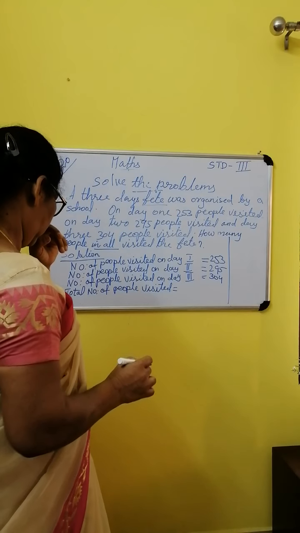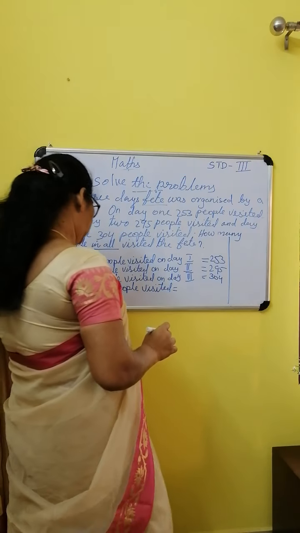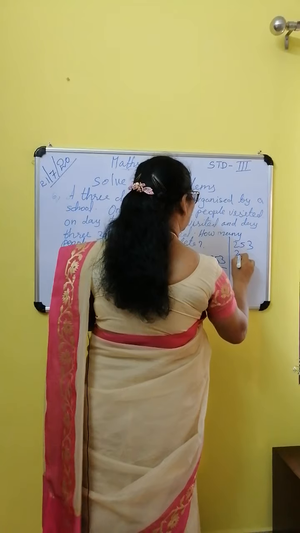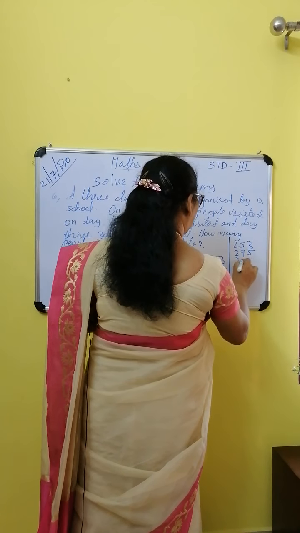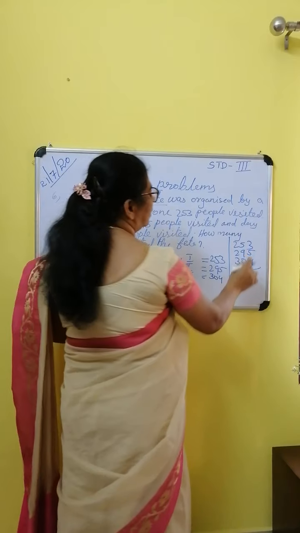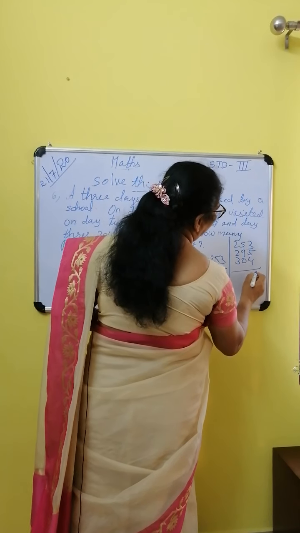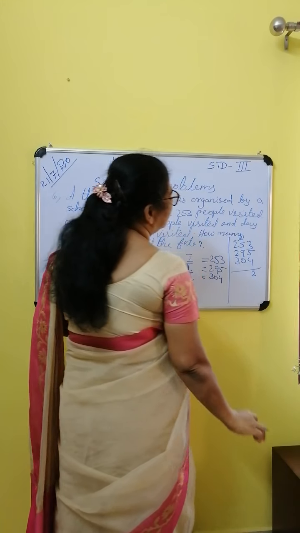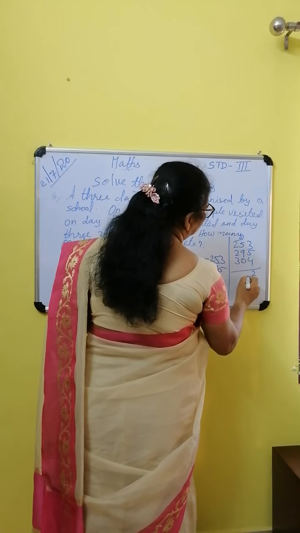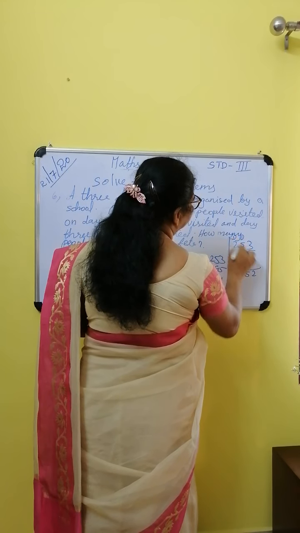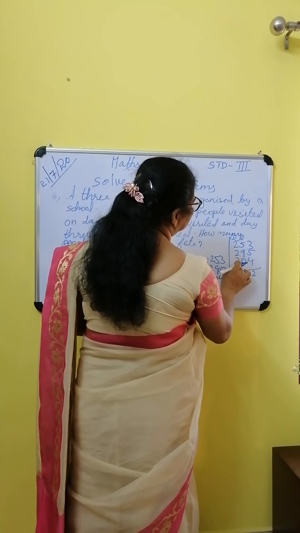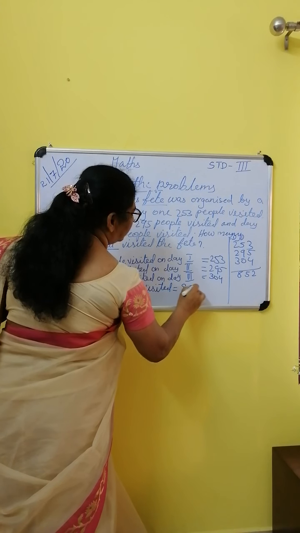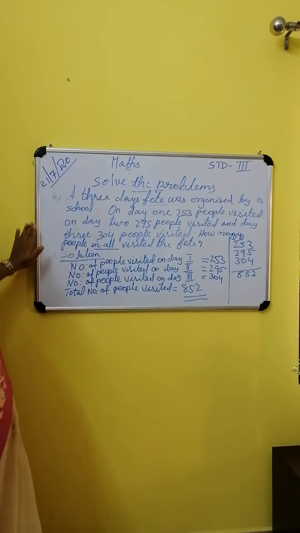Equal 253, 295, 304. Add together. 5 plus 3, 8 plus 4, 12, 2, 1 remainder, 9 plus 5, 14, plus 1, 15, 1 remainder, 2 plus 2, 4 plus 3, 7 plus 1, 8. 852 people visited total. Okay.